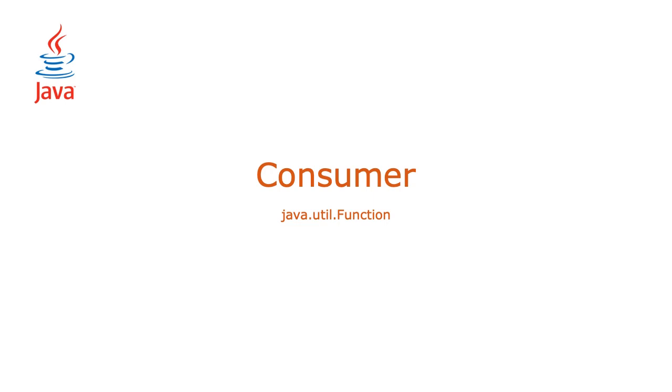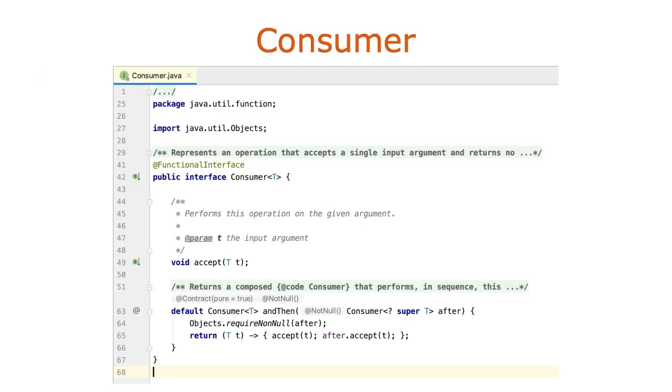Let's continue the series of the Java built-in functional interfaces. Today's lesson will cover one interface from the Java util function package, the consumer. This is what the consumer looks like. It belongs to the Java util function package.